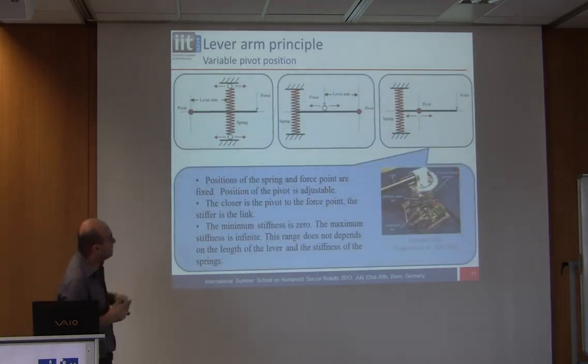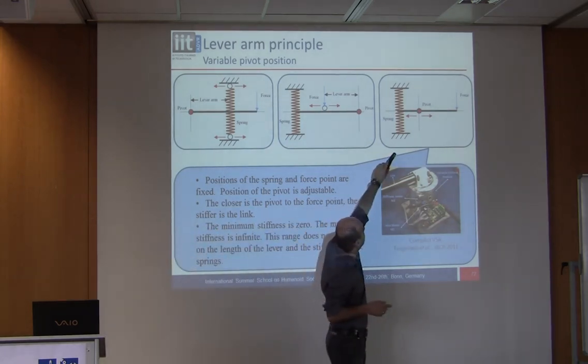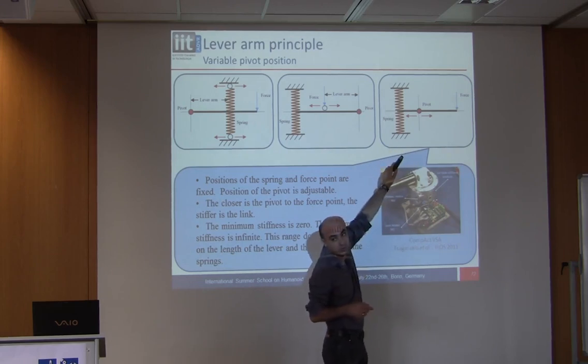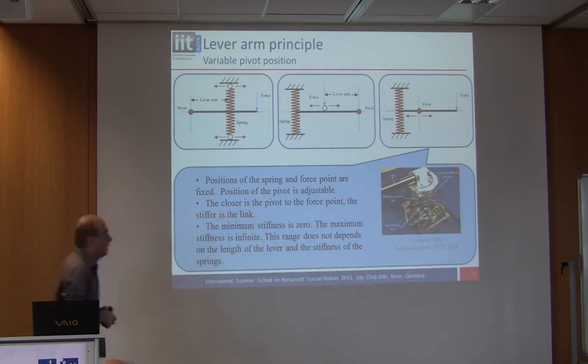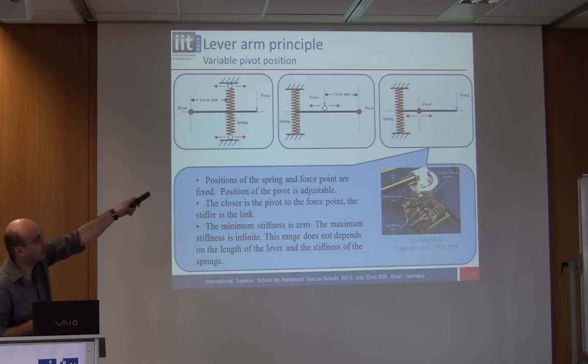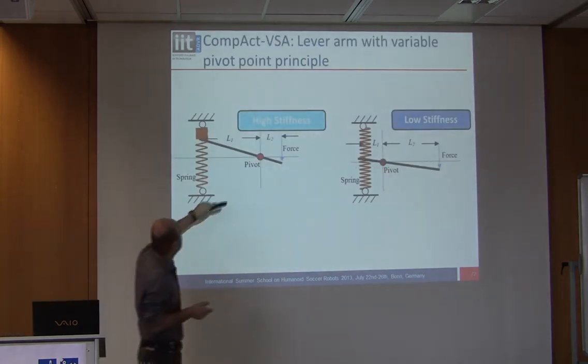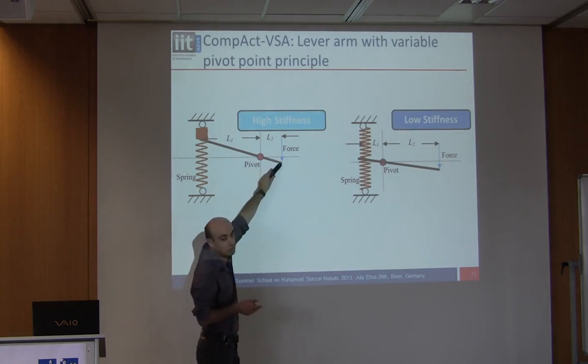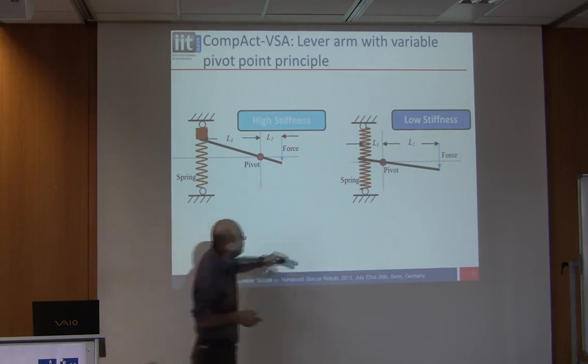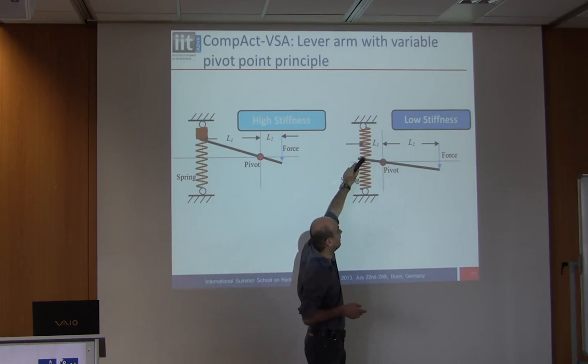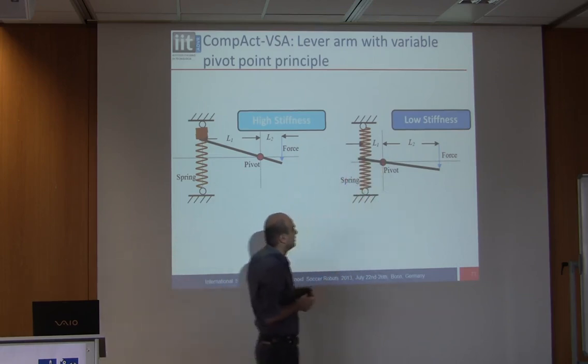Okay. The third version of the lever arm principle considers fixing the springs in a certain location and the force application point is fixed, and what it does is move the pivot point. In this way, you change the transmission ratio between the forces acting on the spring side and the forces acting on the other side, and so the effective stiffness at the output. So this is how it works. This is a high stiffness case where the pivot point is moving towards the outside, towards where the force is applied, and the stiffness is increased. If you move the pivot point closer towards the center, it becomes zero, while moving towards this direction, it increases stiffness.